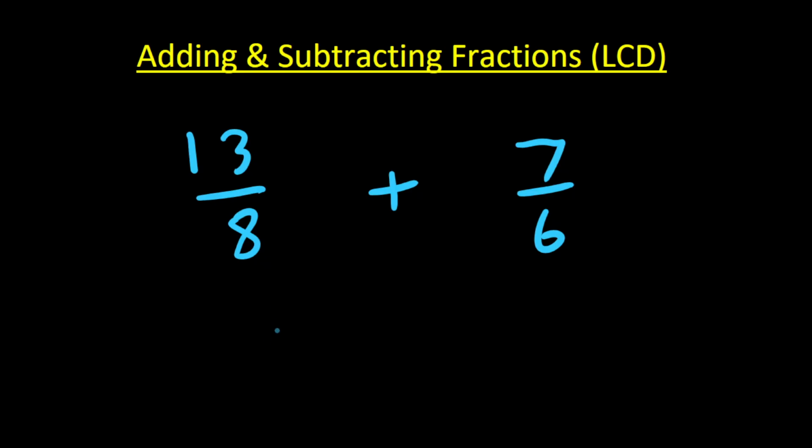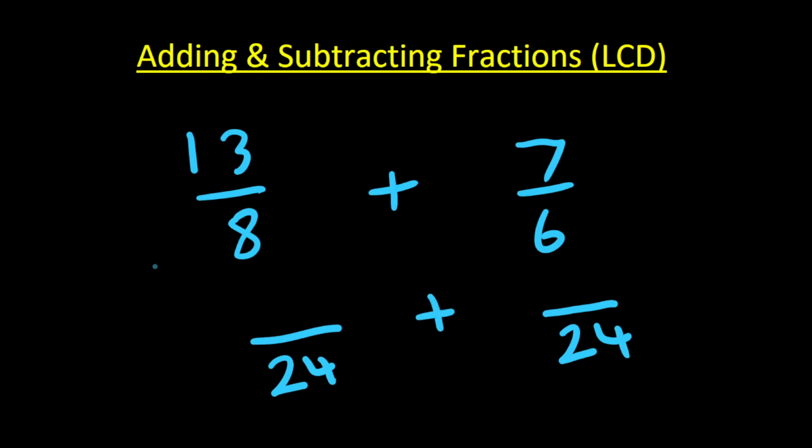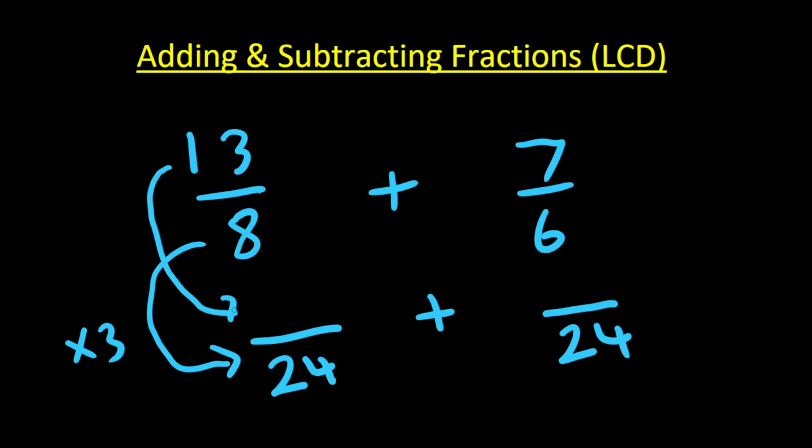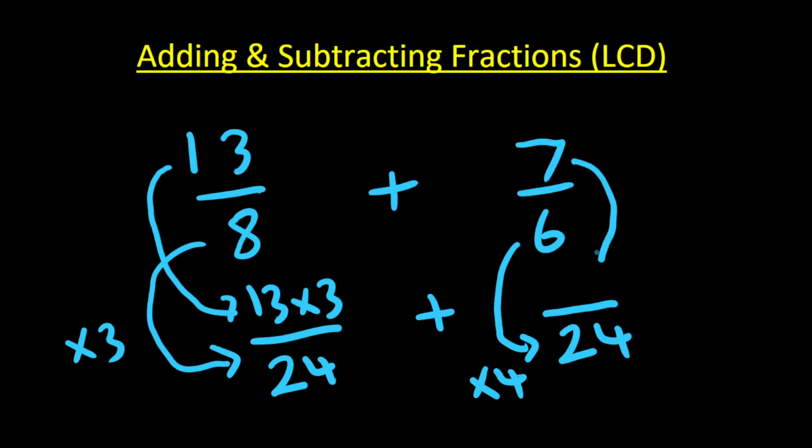Now, let's erase these and let's write them out. So we know both denominators are going to be over 24. Now we have to think, how do we get from 8 to 24? Well, that's just multiplying by 3. So getting 13, we're going to do 13 times 3. And how do we get from 6 to 24? That's multiplied by 4. So therefore, this will be 7 times 4.